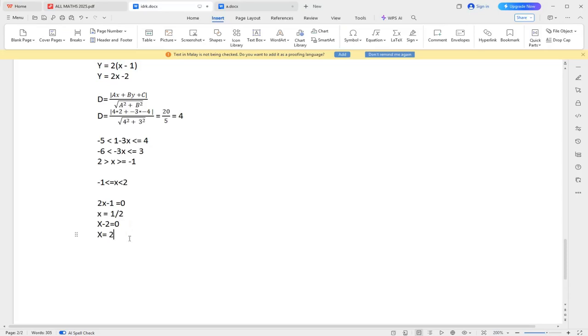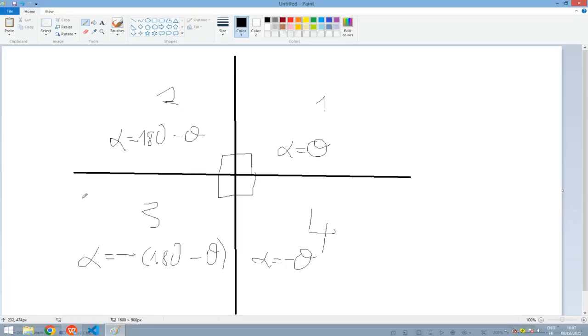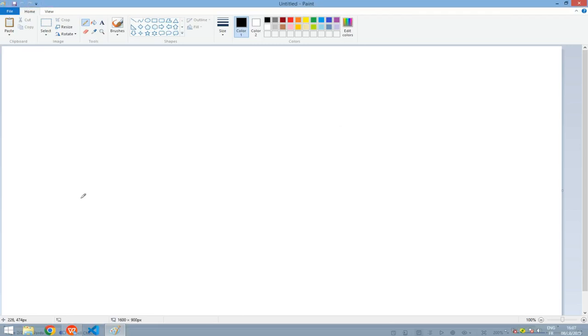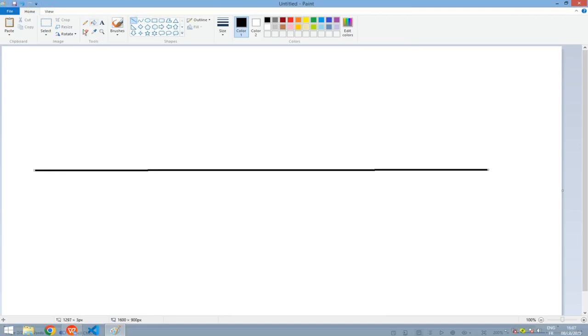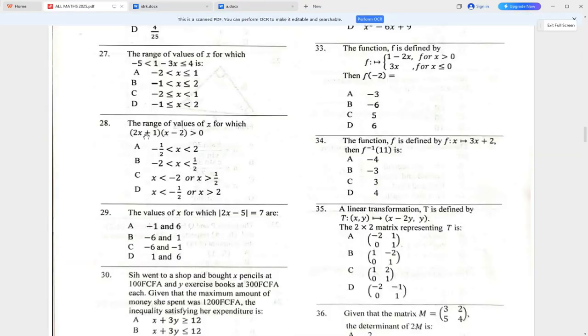And we can proceed by drawing a number line to find the range of values of x which are greater than 0. Let's say this is our number line, and our first cutoff point we had negative half, negative 1 on 2. You can put that here, and our second cutoff point we had 2. Now taking any value below negative half, let's say negative 1, and substituting that in this inequality, 2 times negative 1 is negative 2, negative 2 plus 1 is negative 1.